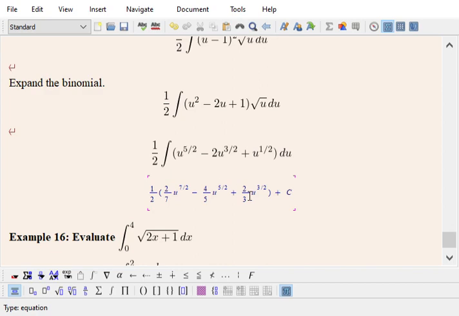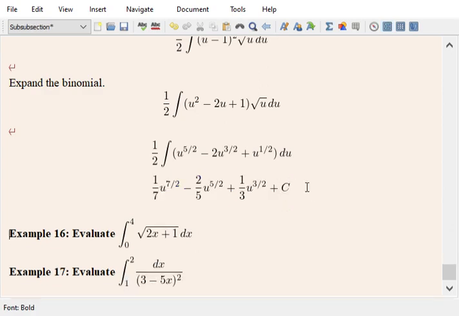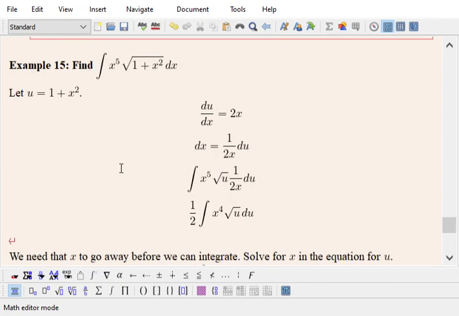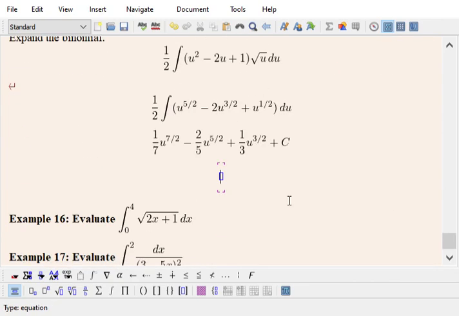Now all of this is being multiplied by 1/2. So let's go ahead and bring that through. If we multiply this by 1/2, the 2 goes away. Multiply this by 1/2, 4 becomes 2. Multiply this by 1/2, 2 goes away. So there's that taken care of. And then finally, just replace u with 1 plus x squared, and we will be done.